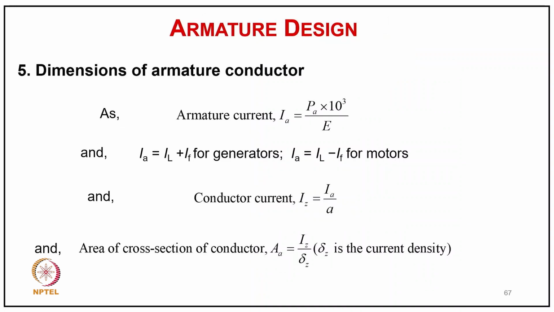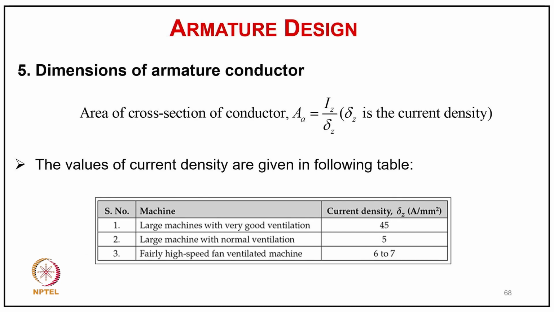Now coming to the dimension of the armature conductor. Armature current I_A equal to P_A into 10 power 3 by E, where I_A equal to I_L plus I_F for a generator and I_A equal to I_L minus I_F for a motor. Conductor current is I_Z equal to I_A upon A. The area of cross section of the conductor is A_Z equal to I_Z upon delta, where delta is the current density.